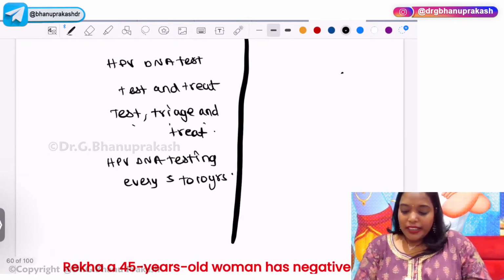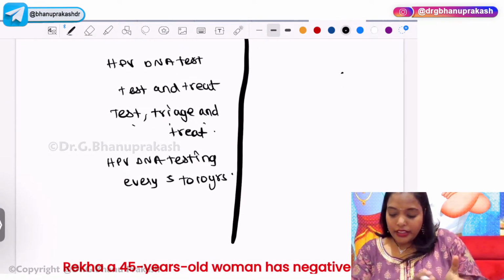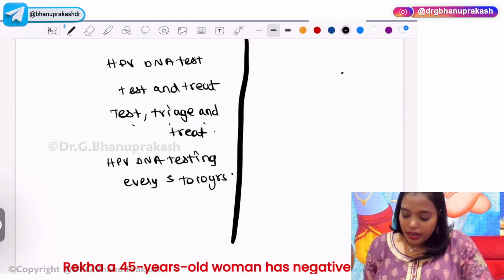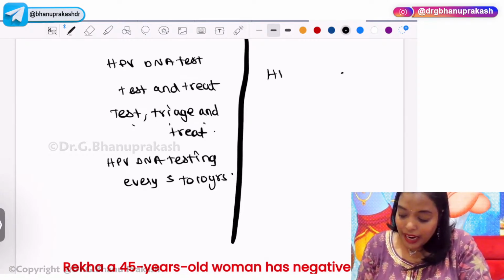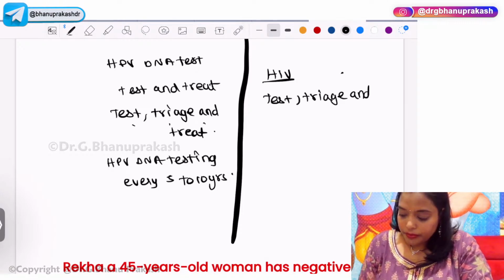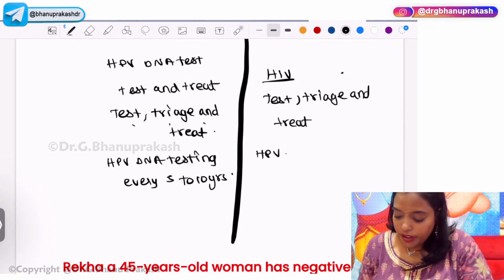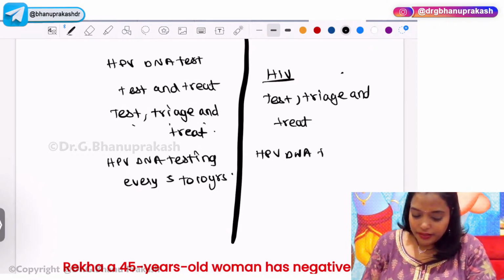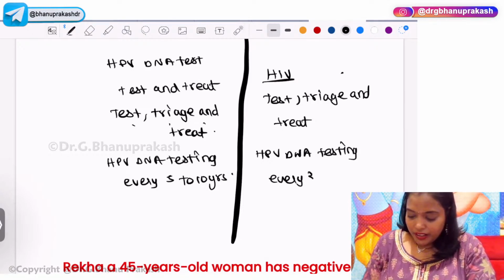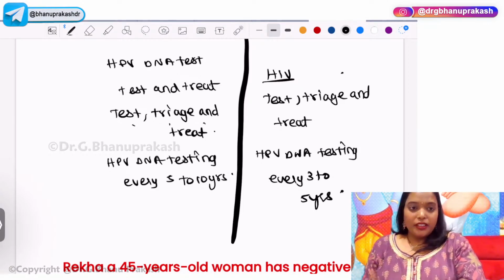So with HPV DNA testing, you will do test and treat or test, triage and treat, every 5 to 10 years. And if they are HIV patients, then it is only test, triage and treat. So you will do HPV DNA testing every 3 to 5 years.